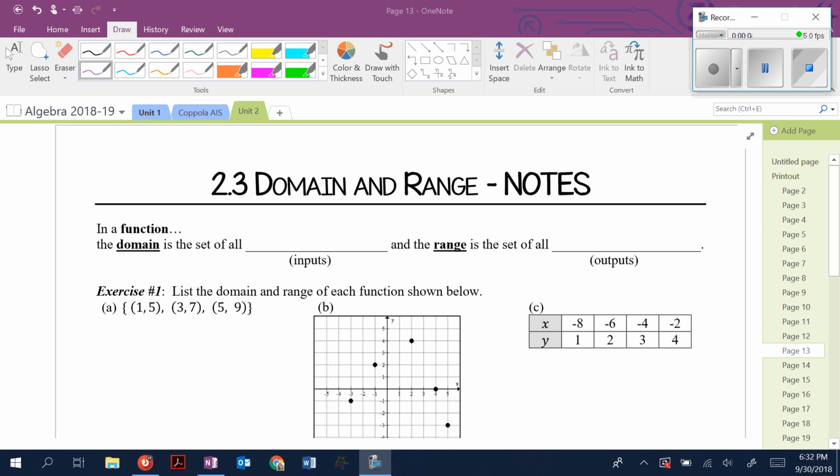Okay, so last year you talked about domain and range. I'm hoping that some of this is review for you. If you are talking about a function, the domain is the set of all x values. So domain is the x values, and sometimes it's also called input because you put it in, and the range is a set of outputs or y values. So just remember domain x, range y.